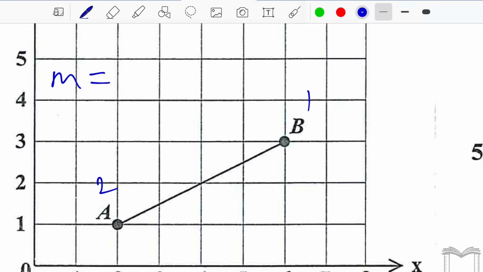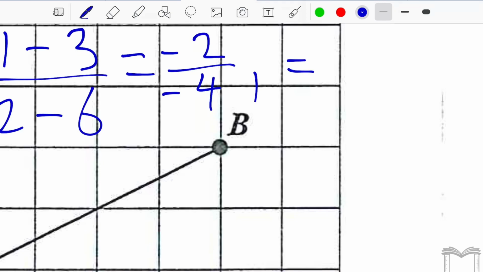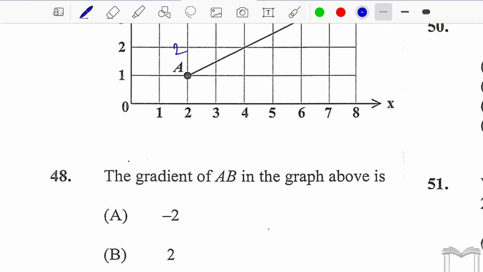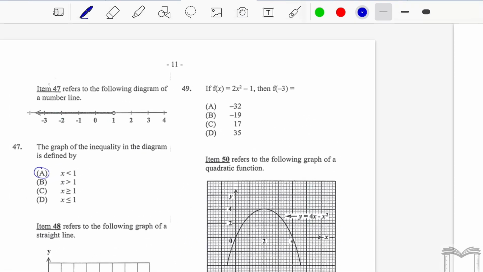So m is equal to y2, which is 1, minus y1, which is 3, all over x2 minus x1. We will get minus 2 over minus 4, and this will give you a half, because a minus divided by a minus number will give you a positive number. So we got the same answer.